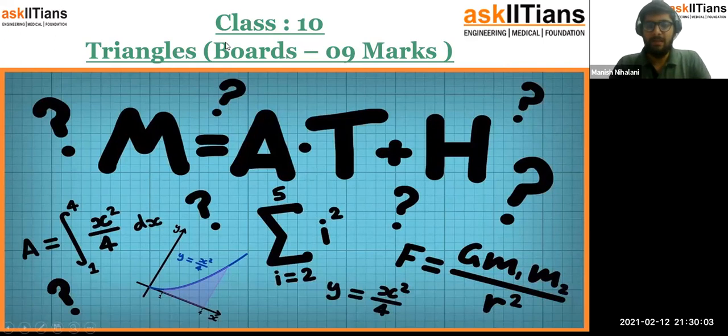As you can all see, triangles is a very important chapter from your board's perspective, because this chapter is of 9 marks in boards. With options, this comes for 9 marks. So this is very important, because if you just do this one chapter, it fetches you 9 marks. Now you all can understand the importance of 9 marks in a board examination, right?